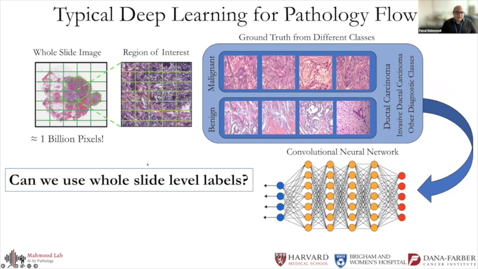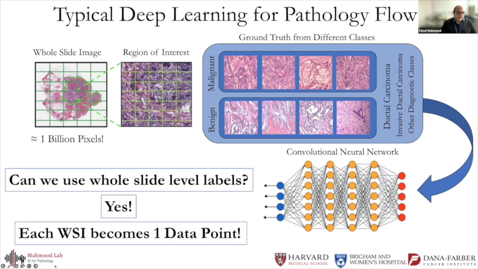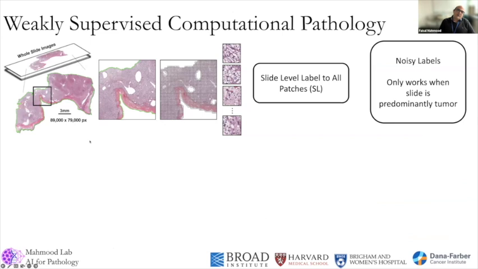And the question that we were very interested in answering when we got started with this in this field was that, can we use whole slide images and just slide level labels? And the answer is yes, but the key problem or challenge here is that each one of these gigapixel whole slide images becomes a single data point. And that's a lot of data corresponding to a single label. So computational pathology in general is a very sparsely labeled and low data regime.